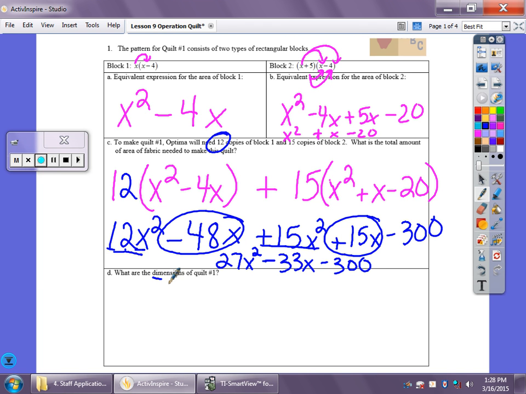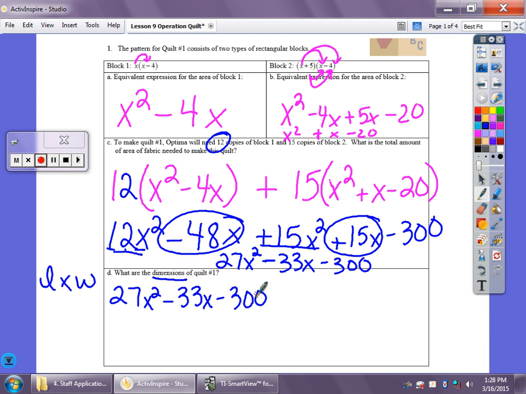Okay, now they want to know the dimensions. So they want to know the length and width of the quilt. So they want to know the factors of 27x squared minus 33x minus 300.